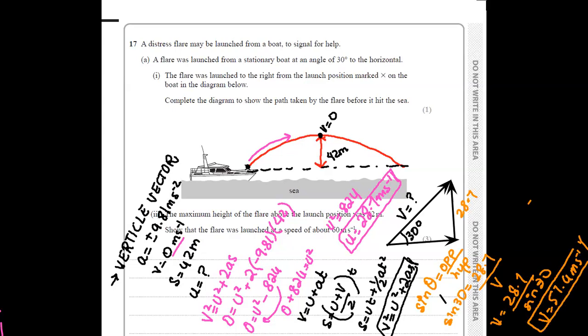And they said in the question, show that the flare was launched at a speed of about 60 meters per second. So our answer matches their answer, right? 57.4 is the exact value. Okay, so in past paper questions, when they ask you to show that the speed is this much, show that the force is this much, they always give you a round value. They will say about, show it is around this much. They will never give you an exact value because, of course, they don't want to give you the full answer.